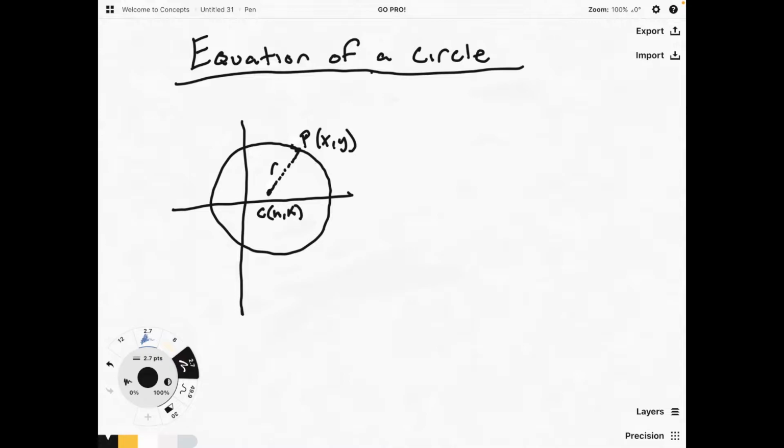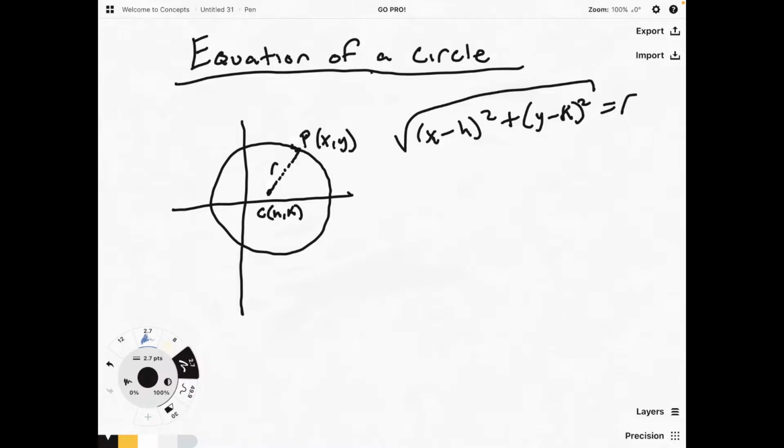If we wanted to represent that, then we can use the standard distance formula, the square root of (x1 minus x2) squared plus (y1 minus y2) squared. In this case, we'll choose P as point 1, so we'll take x minus h, squared, plus y minus k, squared, and this is equal to r, which is the distance.